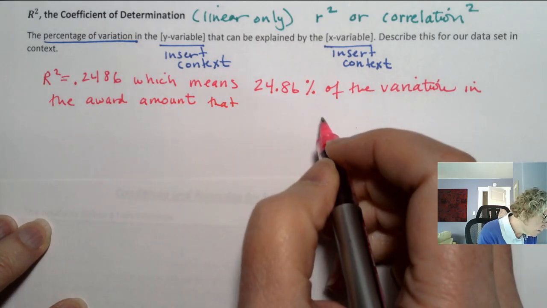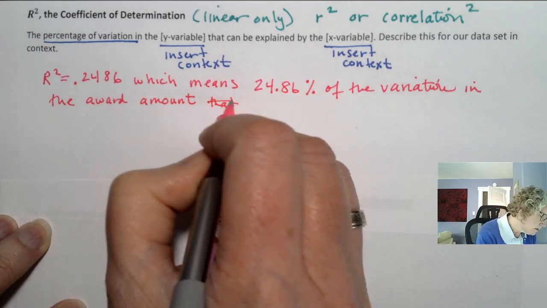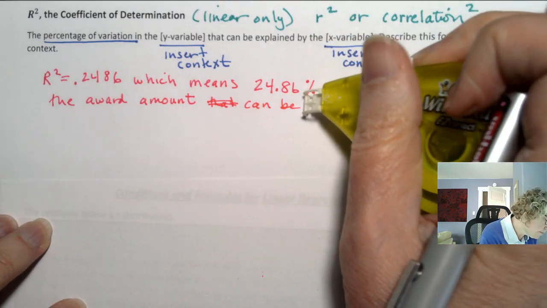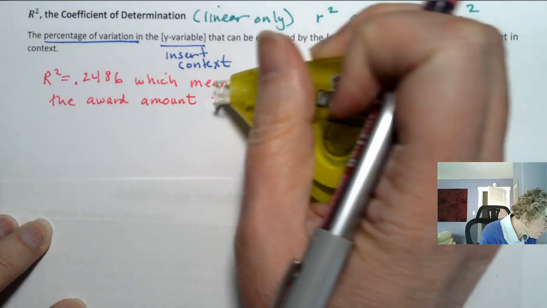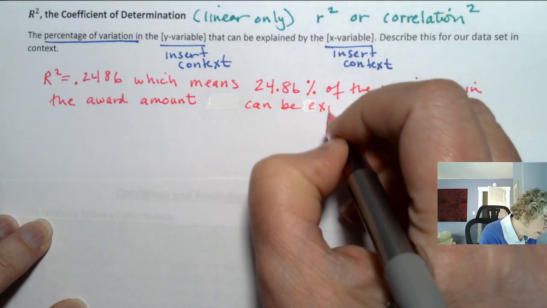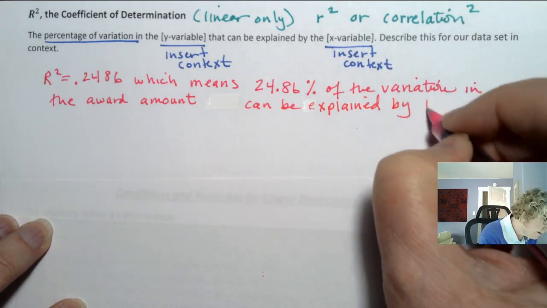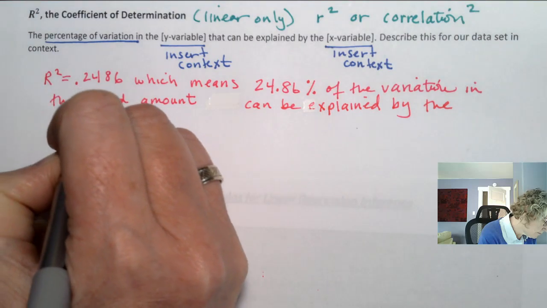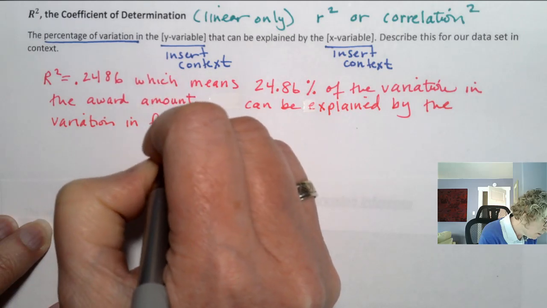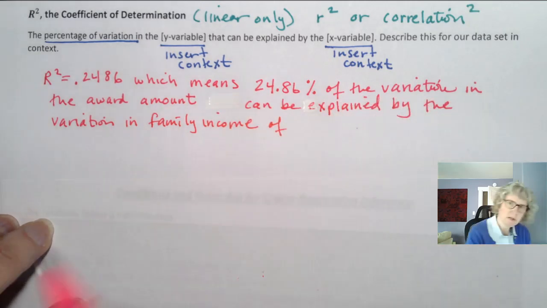therefore, 24.86% of the variation in the award amount can be explained by the variation in family income. I'm just going to remind us of the cases of the student.